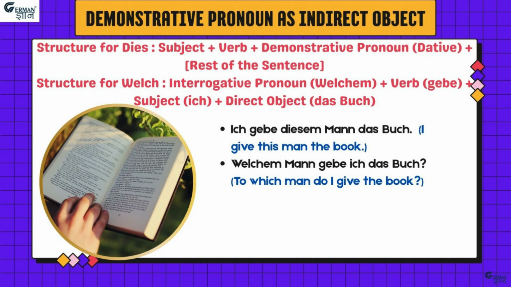For example, ich gebe diesem Mann das Buch, means I give this man the book. So here diesem is from the dative case. Second example, welchem Mann gebe ich das Buch, means to which man do I give the book. Here welchem is again from the dative case. So you have the complete table of diese and welche. You have to follow the table according to the case of the sentence.